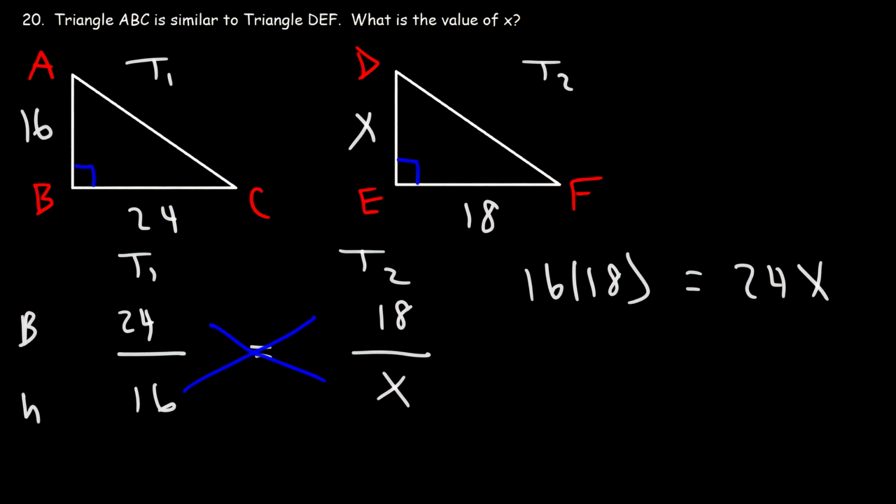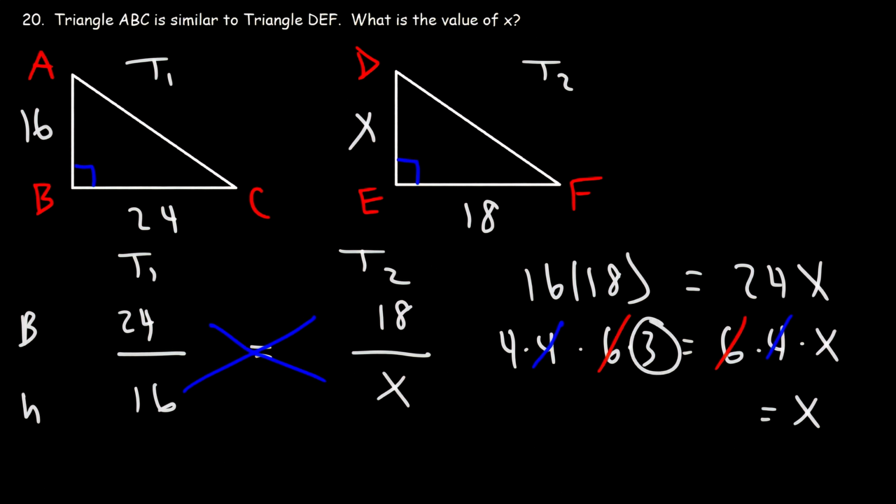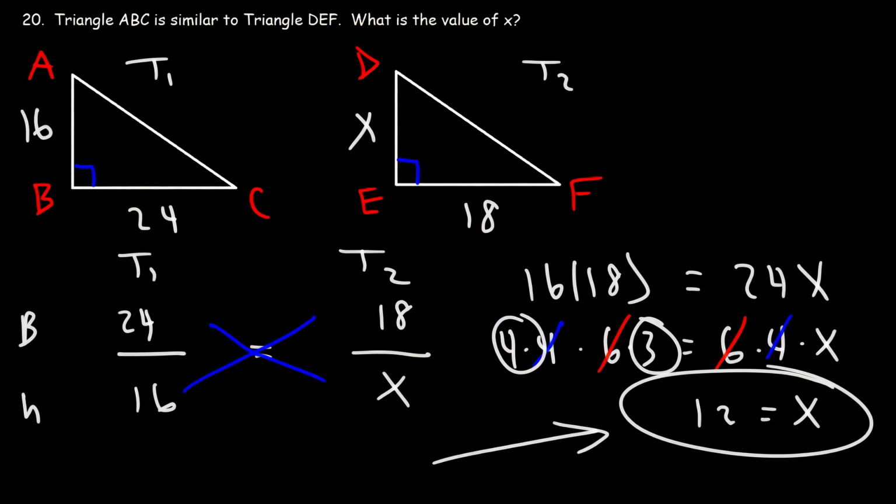Now, you don't have to multiply 16 by 18 to get the answer. We can rewrite 16 as 4 times 4, 18 as 6 times 3, and 24 as 6 times 4. So notice that we could cancel a 6 and we can cancel a 4. So we could see that x is equal to 3 times 4, which is 12. And so this is the answer.